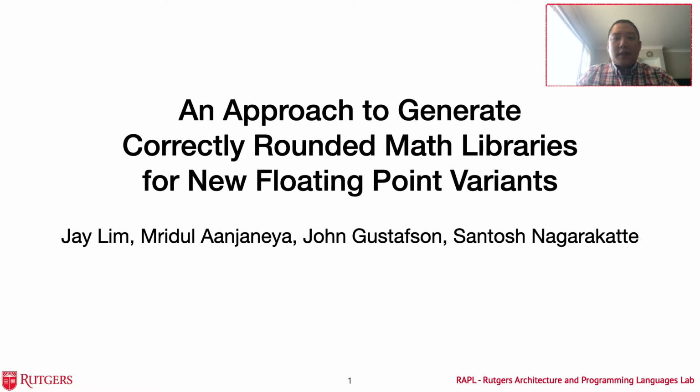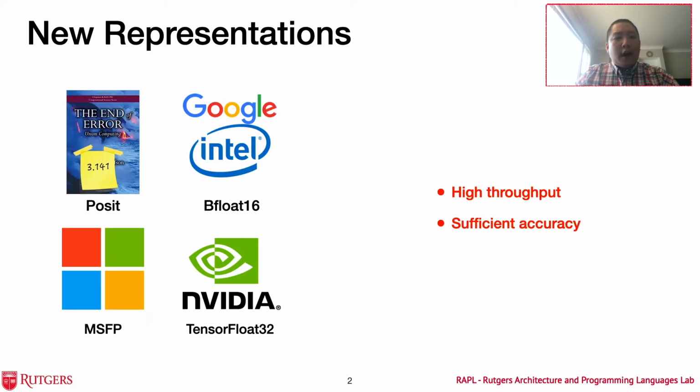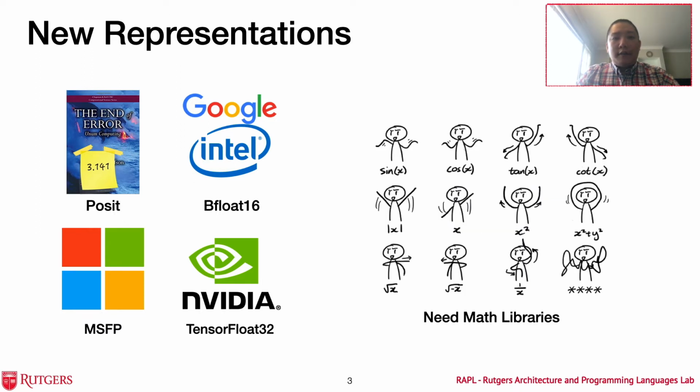Today I want to present a radical approach in developing math libraries for new number representations that are being proposed recently. Everyone is designing new representations for approximating real numbers. These representations are proposed to provide high throughput as well as sufficient amount of accuracy. All of these representations are used in numerical applications, so they need math libraries.